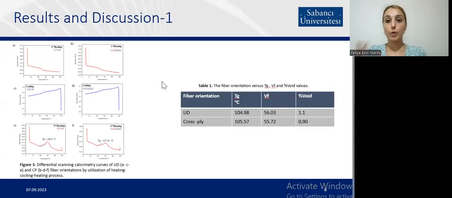And also, I want to tell you that the fiber orientation did not affect the glass transition temperature and the fiber volume fraction value. However, the fiber orientation does affect the void percentage content with the vacuum bag only process.